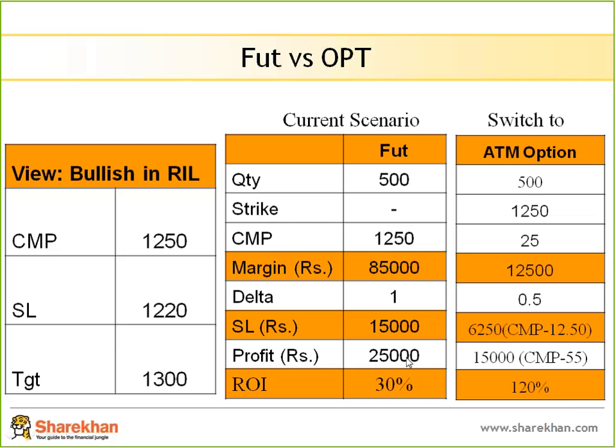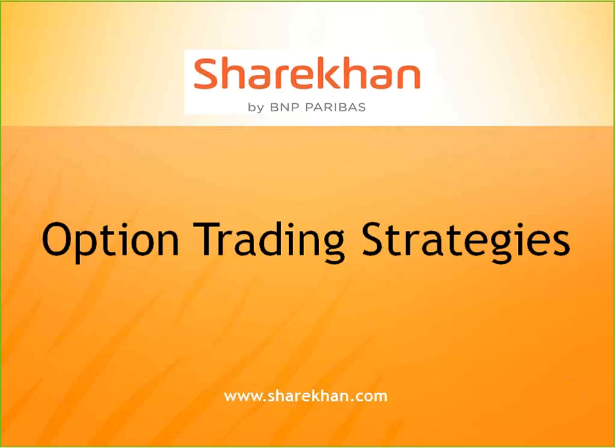And your profit would be 25,000 if your target gets achieved at 1300. Here your profit, however, would be less in rupee terms, at 15,000. But if you see your investment, the return on investment over here is 120% compared to 30% on the margin. So options have their own merits and demerits, and hence if your risk reward ratio is low, it is always advisable to trade in options.